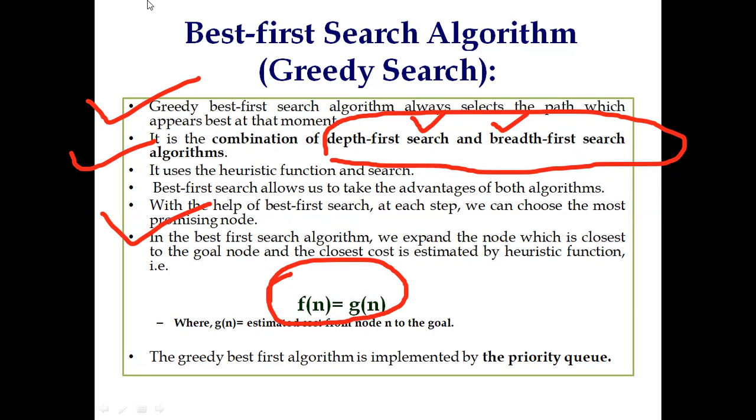Okay, don't forget it. The greedy best first search algorithm is implemented with the help of a priority queue. Now the first question for you is: what do you mean by priority queue? Remember, today our class is up to 4 p.m. So you will utilize the time to solve the question that I will give you. Is it okay for everyone?